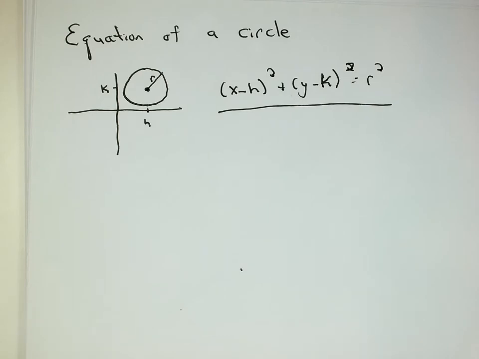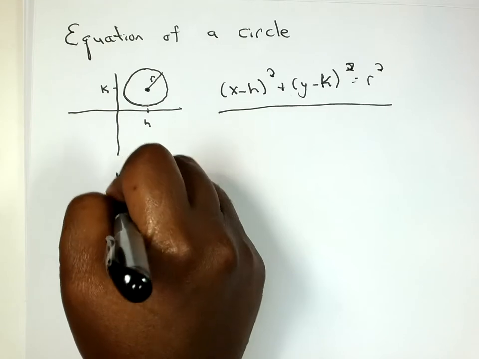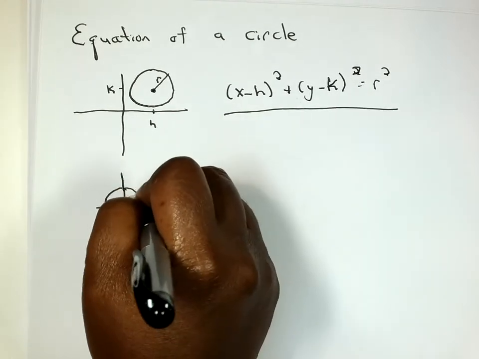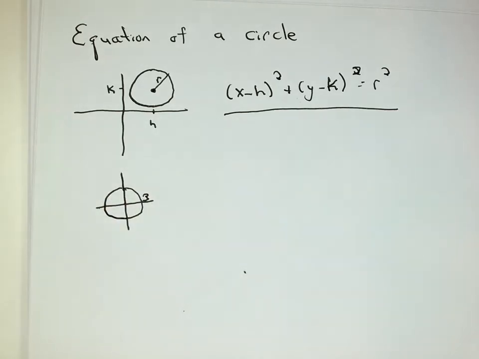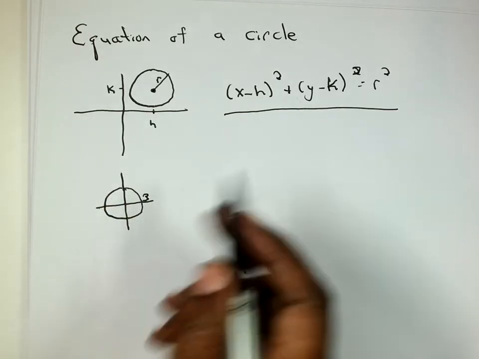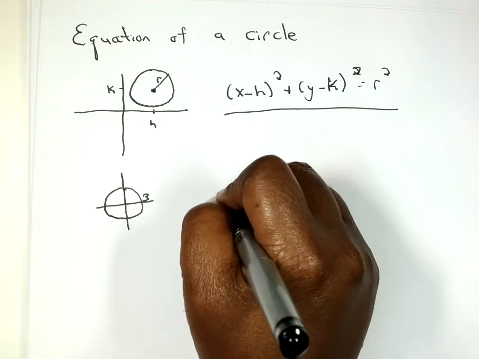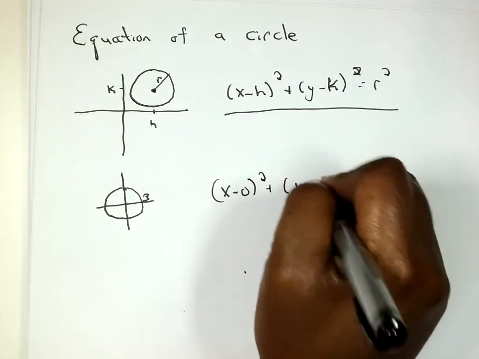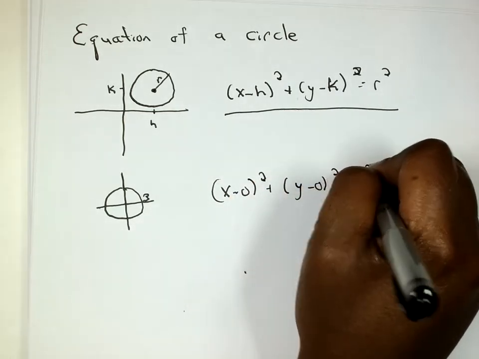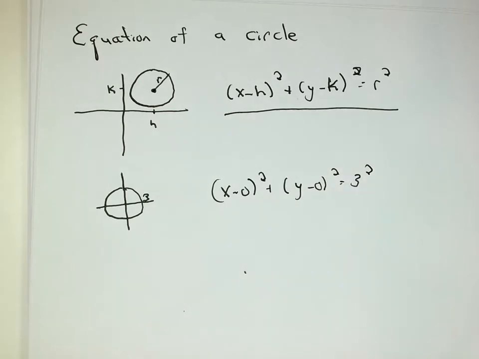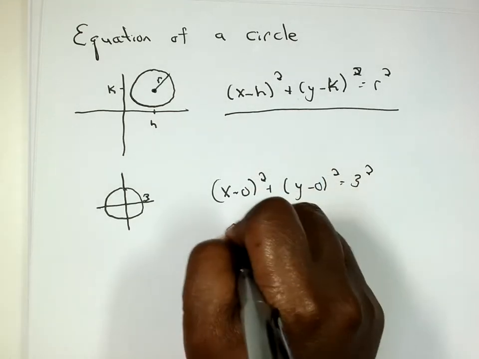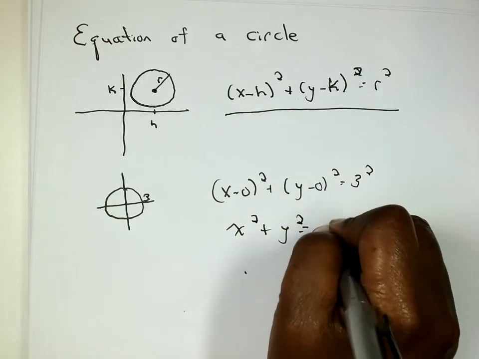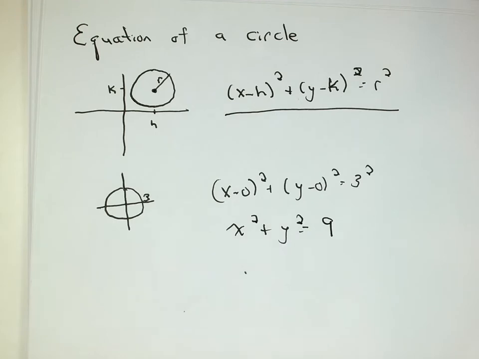If my circle is centered at the origin, let's say I have a circle centered at the origin and the radius is 3, then that h and k is 0. And we don't really want to make it unnecessarily bigger than it has to be, so we're just going to write it as x squared plus y squared equals 3 squared, which we get 9 for that.